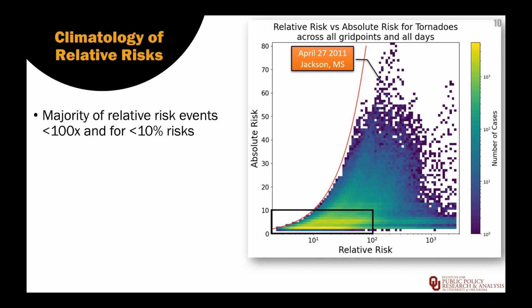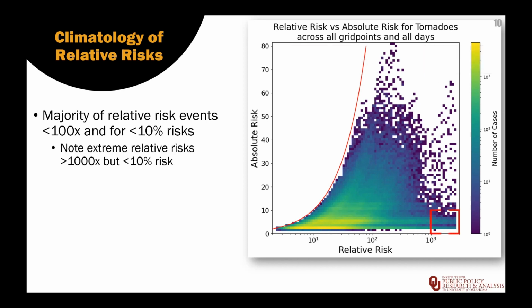For example, at a 65% absolute risk and a little bit over 150 times more likely than normal, we have April 27th, 2011 in Jackson, Mississippi. We also have over here a much higher relative risk, but a comparable absolute risk, the December 15th, 2021 event in Omaha, Nebraska, which was a very much off-season event and thus has a much higher relative risk, even though the practically perfect absolute risk of tornadoes was very similar.